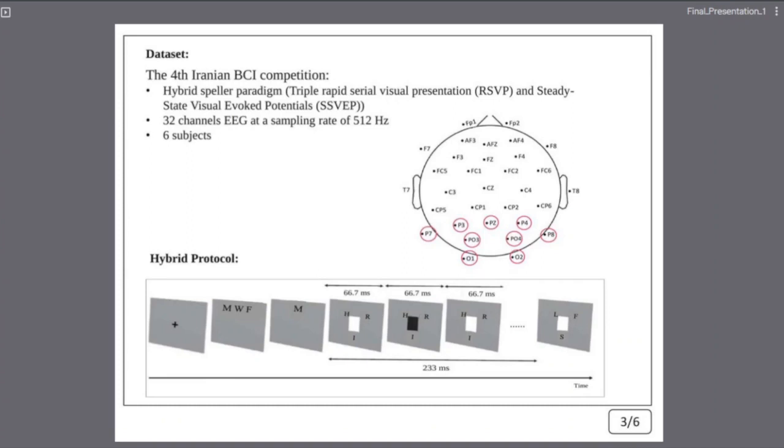For the design of the triple RSVP protocol, 27 alphabet letters are divided into 9 symbol groups. Each symbol group is shown as a stimulus, and each trial consists of 5 repetitions of the 9 randomized stimuli. The symbol group and position of each character are unique in all repetitions of the trial, and just the order of the stimulation display changes in each repetition, so that the stimuli are randomized as presented in the oddball paradigm.